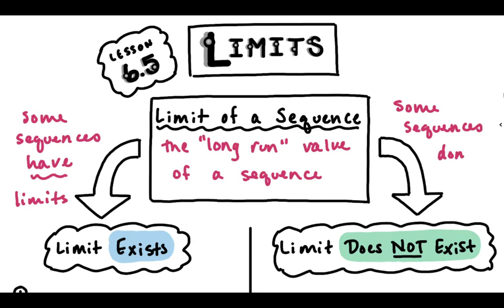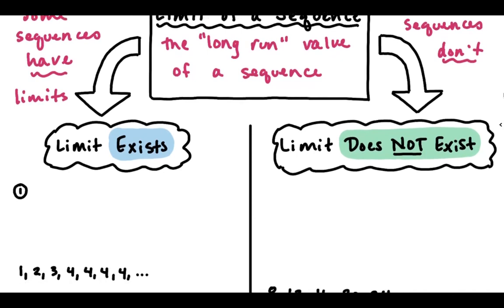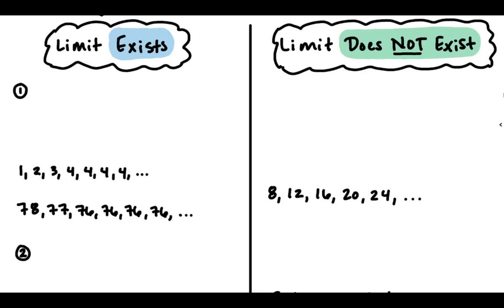So we're going to look at the cases where a limit exists for a sequence and the cases where a limit does not exist for a sequence. We're going to start with when a limit exists. In the official definition, these two cases are combined into one, but in our first encounter with limits, I'm going to break it into two situations. The first situation where a sequence would have a limit is if at some point out in the sequence, its terms just stop changing.